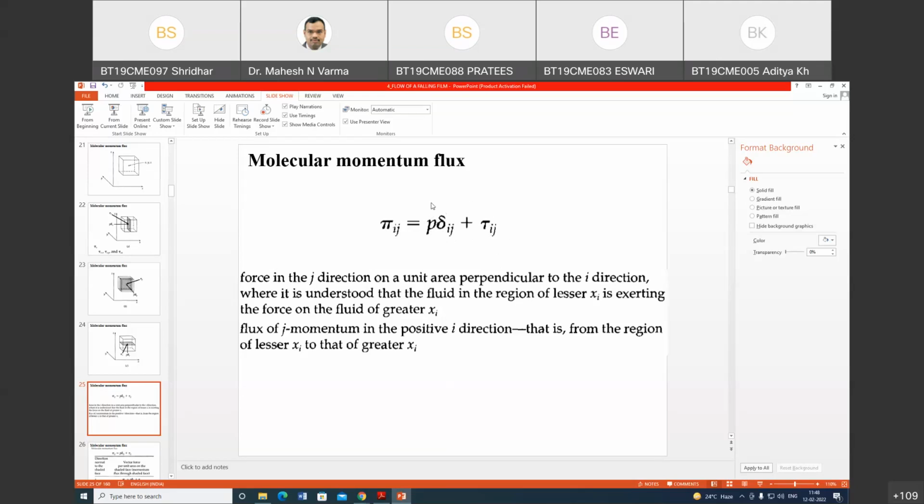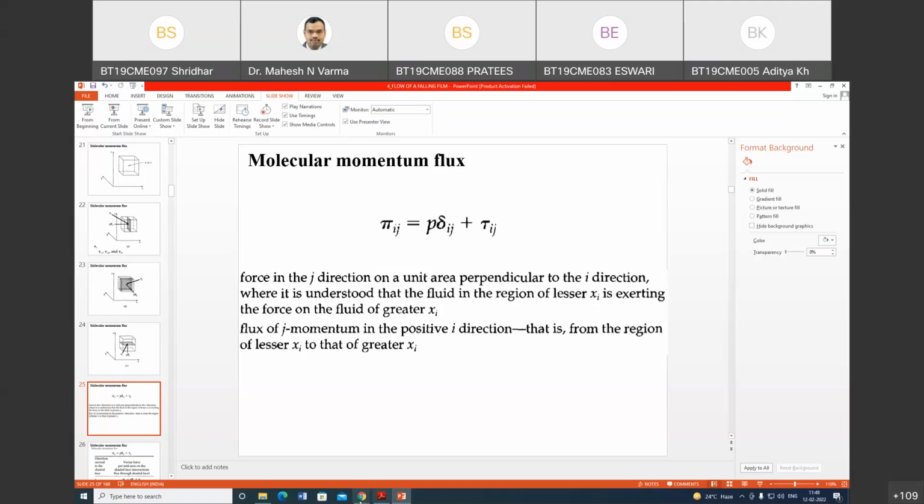Now we are trying to generalize our discussion. i varies over x, y, z, and j varies over x, y, z. So all these 9 components will be there. That time this will play a role. So this will be the total molecular momentum flux, momentum flux without a bulk motion.